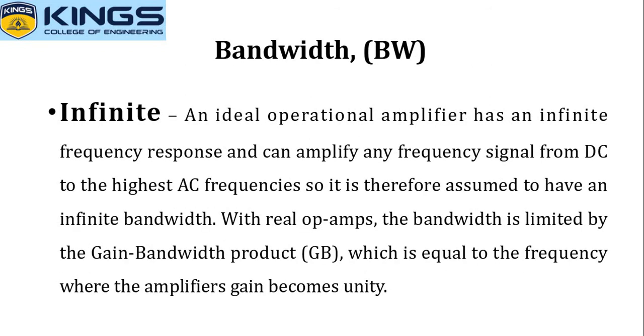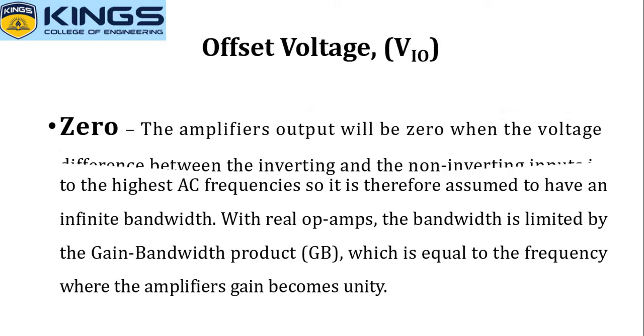Another ideal characteristic is bandwidth. Bandwidth is infinite. An ideal operational amplifier has infinite frequency response and can amplify any frequency signal from DC to the highest AC frequencies. With a real op-amp, the bandwidth is limited by the gain bandwidth product, GB, which is equal to the frequency where the amplifier's gain becomes unity.